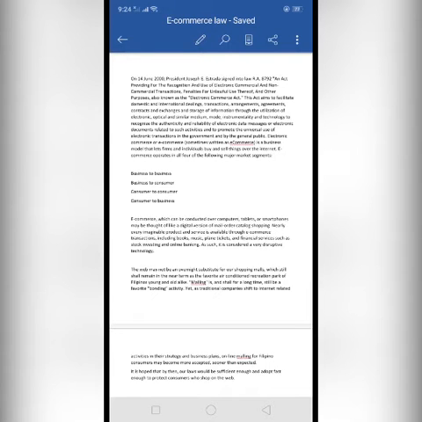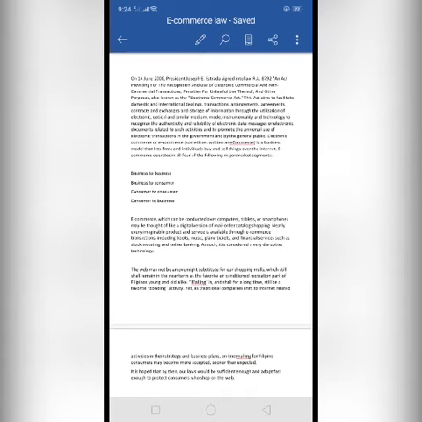My chosen topic is e-commerce law. On June 14, 2000, former President Joseph E. Estrada signed into law RA 8792, an act providing for the recognition and use of electronic commercial and non-commercial transactions, penalties for unlawful use thereof, and other purposes, also known as the Electronic Commerce Act.